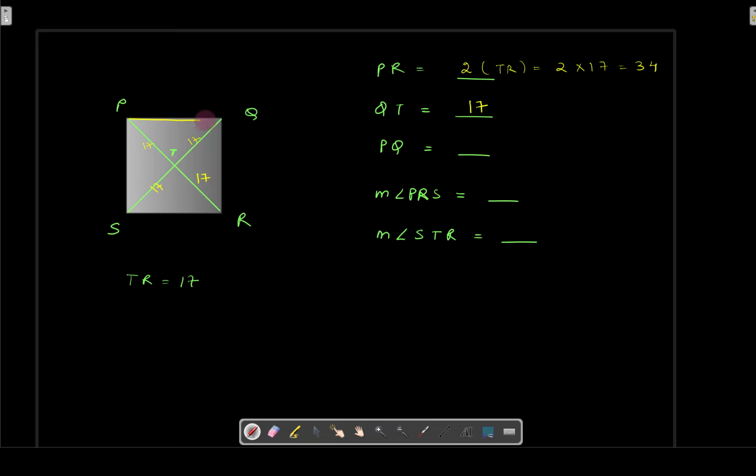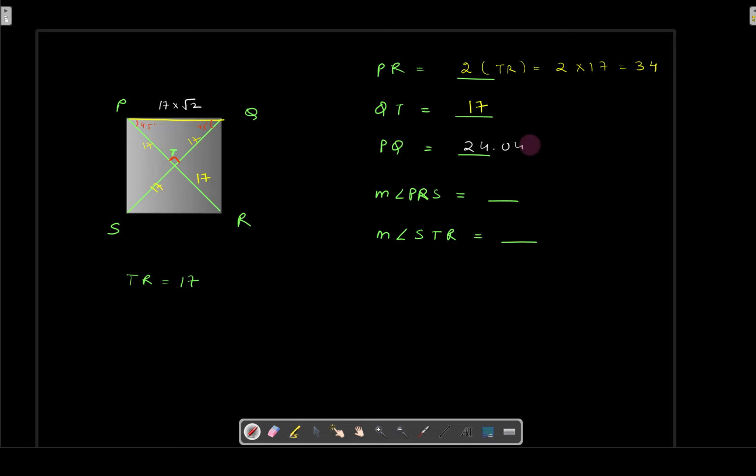Then PQ. Now to find out PQ, you have to realize that this triangle is a right triangle, and it's a special right triangle. You can either apply the Pythagorean theorem to find PQ, or you can use the fact that this is a 45-45-90 triangle. PQ is nothing but the hypotenuse. So hypotenuse is 17 times square root of 2. That's your special right triangle. So that is going to give you 24.04.